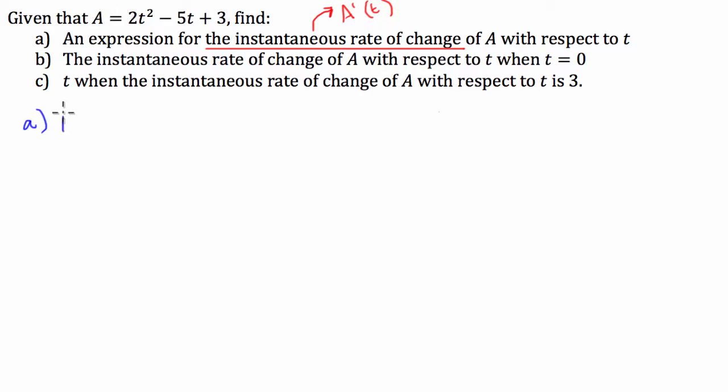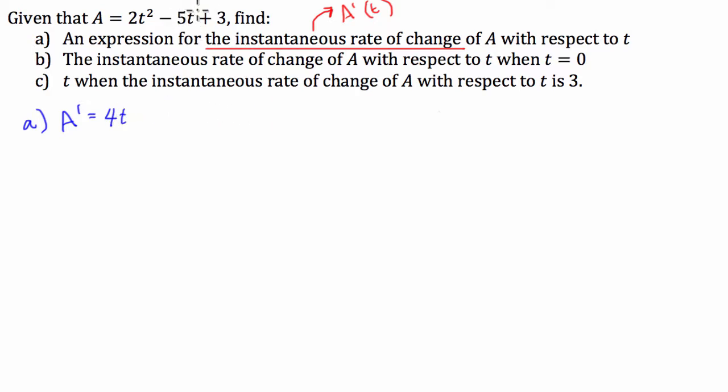Now, to find a dash, what we're going to do is we first of all multiply the power by the coefficient. So we have 2 times 2. Then that gives us 4. Then we lower the power by 1. So it'll be t. Rather than 2, it's going to be t to the 1. So t to the 1 is simply t.